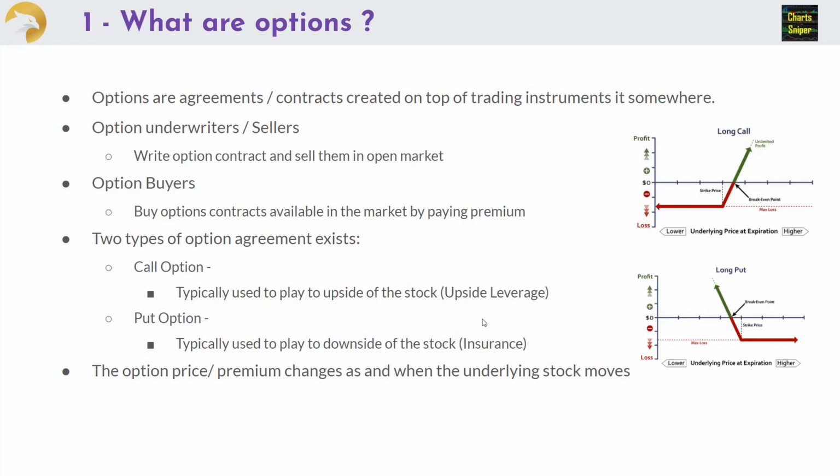The option prices, the contract prices, the value of this agreement, changes when the price changes in the market. As home value increases, the value of the agreement to buy a home also increases, and as home value falls, the price of that agreement also falls. So that's, at a very high level, what options are, the different types of options, and some real-life examples of what they could mean. This shows the profit potential of a long call, and this shows the profit potential of a long put.